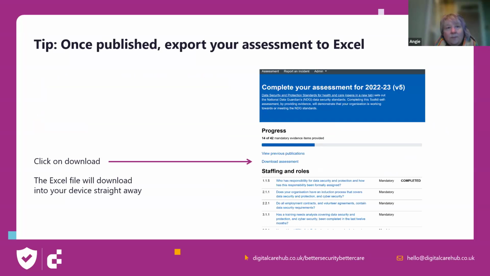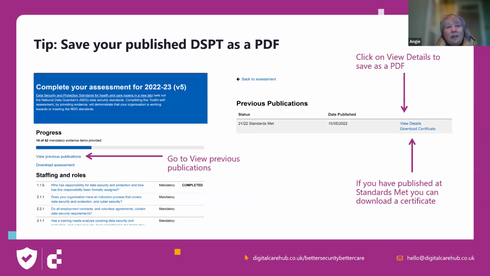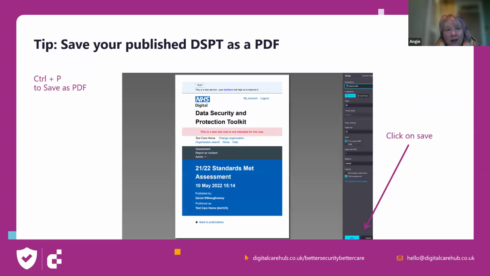If we go to the next one, and save your published DSPT as a PDF. So you can save this. Again, it's down there. If you've published to standards met, you can also download your certificate. Okay, so you get a certificate that you could put on the wall. And if we go to the next one, okay, so this is a copy of a certificate, and it shows what date you published, and click on save.